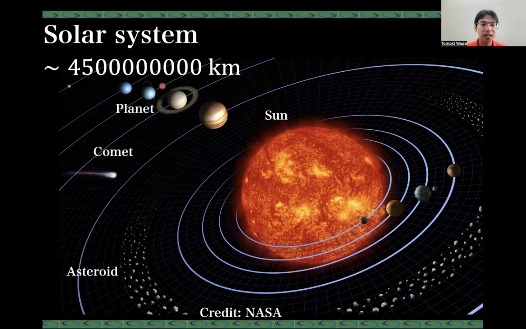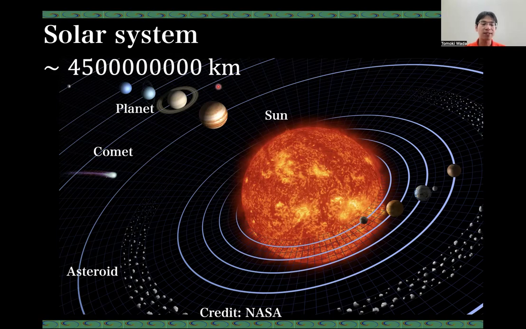When we zoom out from sun, we find solar system. Solar system is composed of many objects. Examples are written here: sun, planet, comet, and asteroid. These objects are attracted by sun's gravity. And sun creates this kind of very huge system in the universe. This is already very, very big, but we can find many other objects.